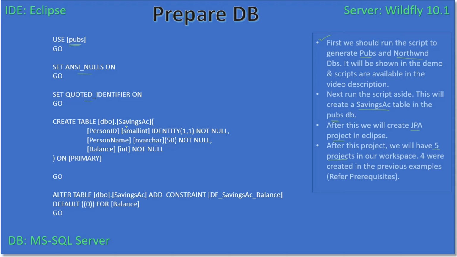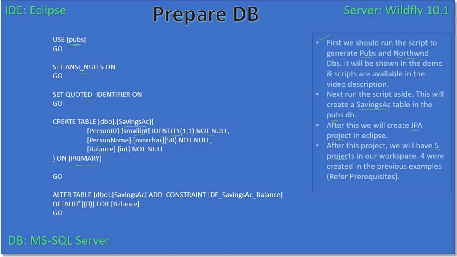Then here we are creating the savings account table. This is the table we are creating, and it contains 3 fields: person ID, person name, and balance. The data type is small int, and it's not null, and we are setting it as identity 1,1. That means this will be an auto generated primary key field. Even if we don't supply data, the SQL Server will automatically generate the ID. It starts with 1, and with a step of 1, the ID will get incremented.